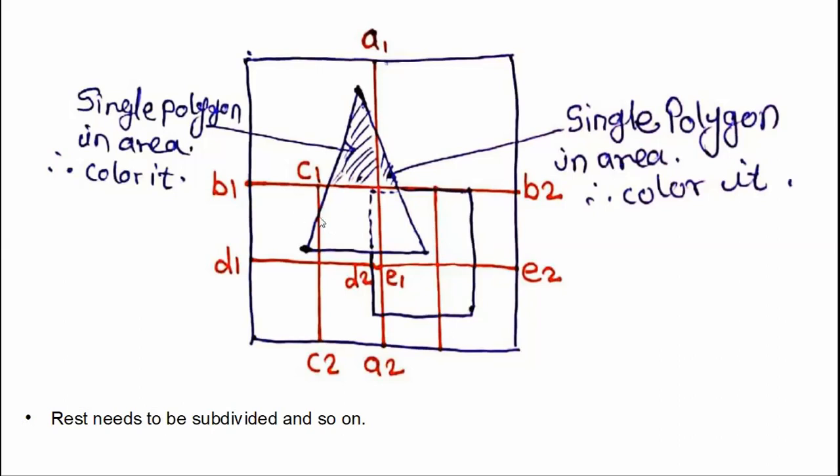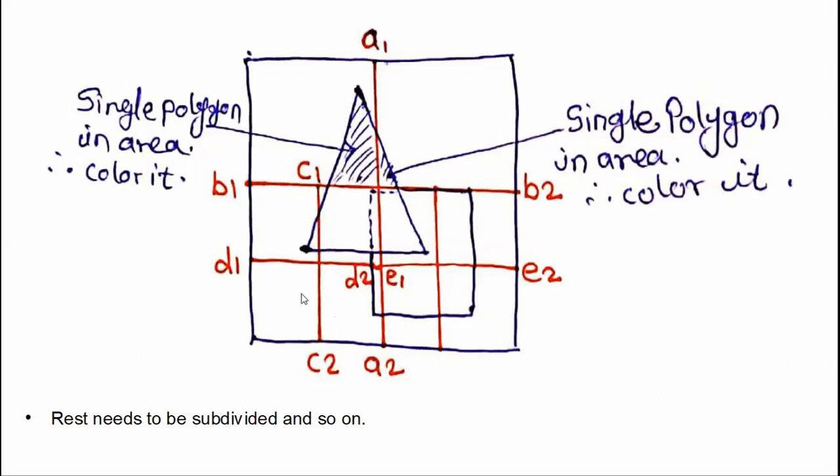Similarly, I observe the fourth part. Here also some portion of the triangle and some portion of the rectangle is available. So in this case also, this particular portion requires subdivision. Again, I have divided this with C1, C2, D1, D2. With these lines, I have subdivided this particular portion. Now, the first two parts are colored already. Now I will observe each and every part of this. In the first part, only a portion of the triangle is available, so I will color it yellow.